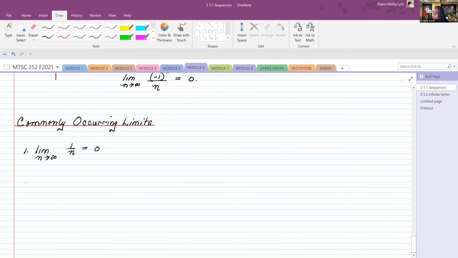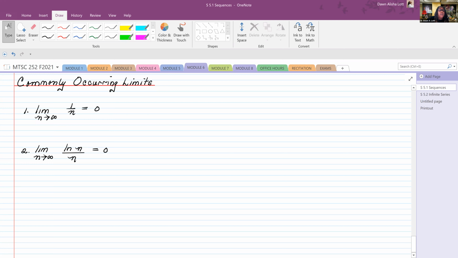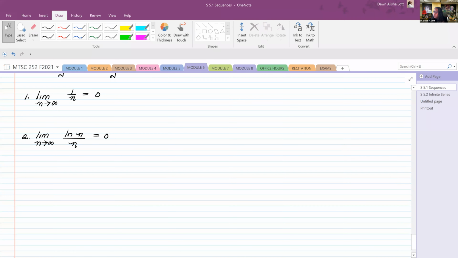Okay, so the first one, we already squared it off. The limit as n approaches infinity of 1 over n is 0. That's the first one. Okay, here's the second one. The natural logarithm function does not grow as fast as the function x itself. So you get the limit as n approaches infinity of the natural log of n over n. That limit is also 0. Now you can use L'Hopital's rule to show that. And many of these you can use L'Hopital's rule.